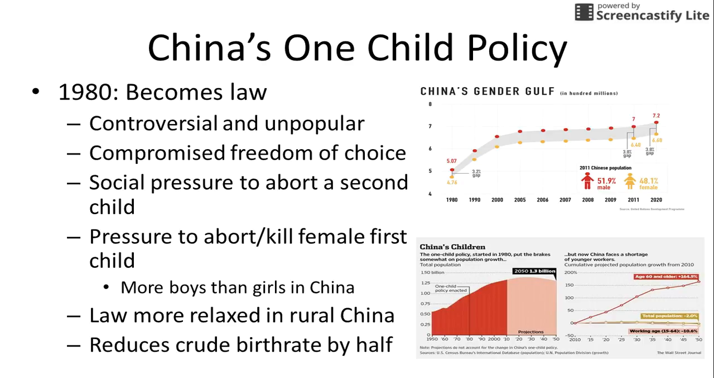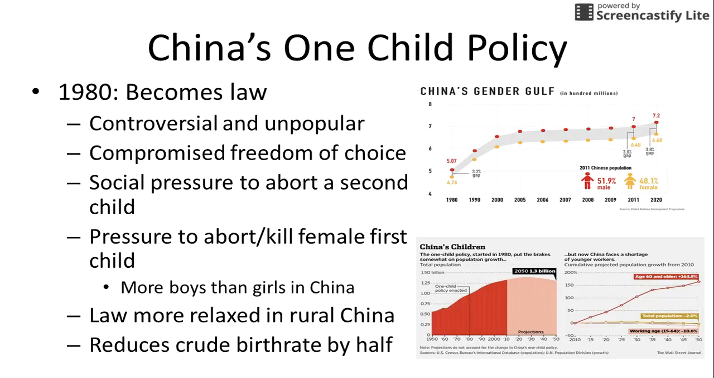And in 1980, China instituted their one child policy. It was very controversial, and really it compromised the freedom of choice of the individual. There's a lot of pressure to abort a second child if that pregnancy happened. And because people were only allowed to have one child, there's a lot of pressure to abort or kill or give away for adoption the first female child, because it is a very man centered culture in China.